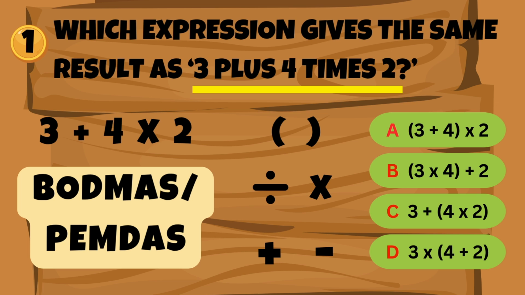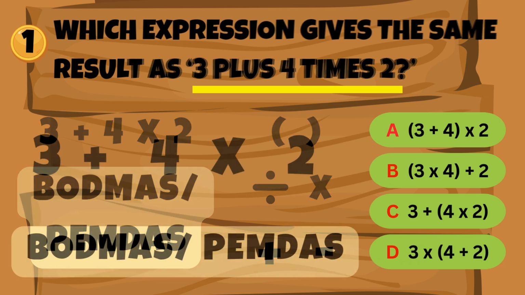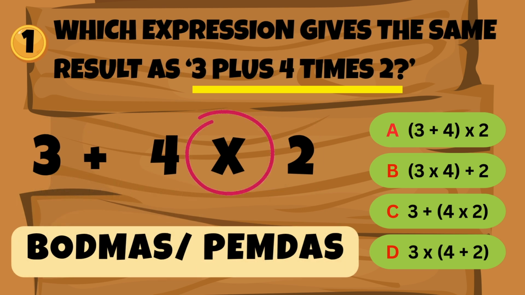Let's see. The brackets should be inserted such that the multiplication is done first, followed by the addition. So we insert the brackets at 4 times 2. This leaves the answer unchanged. So that is the right answer.